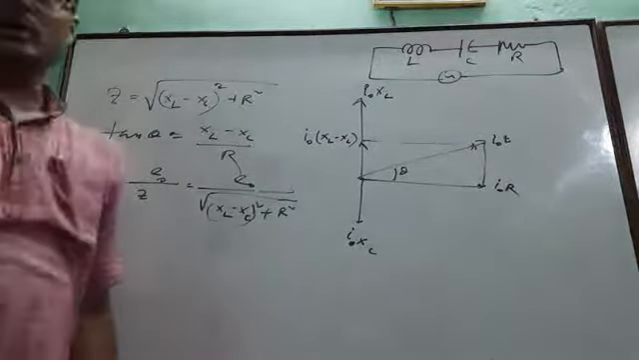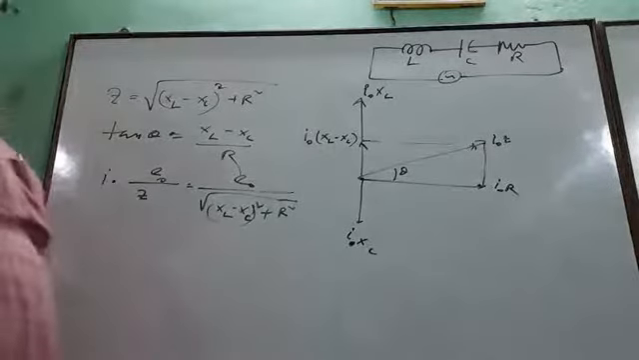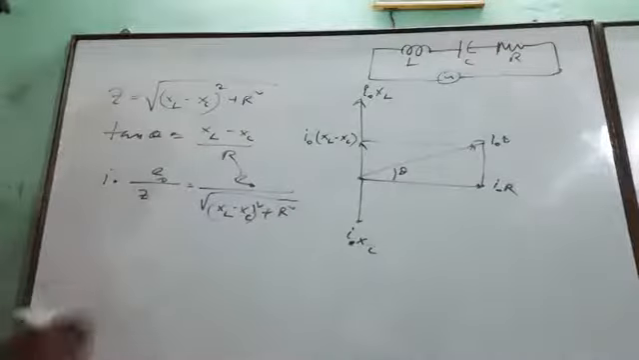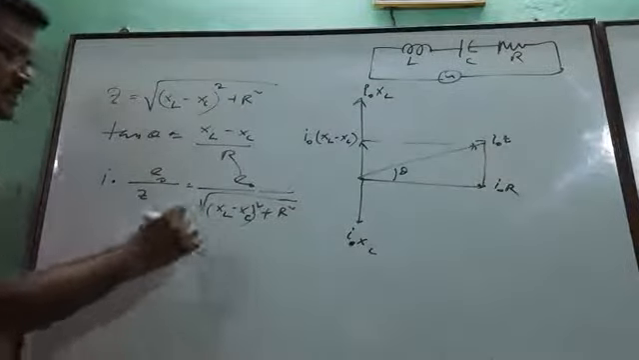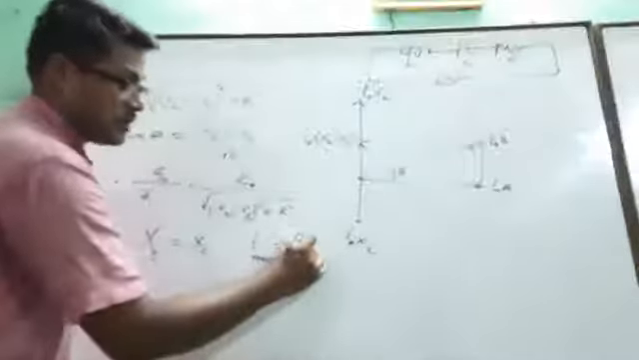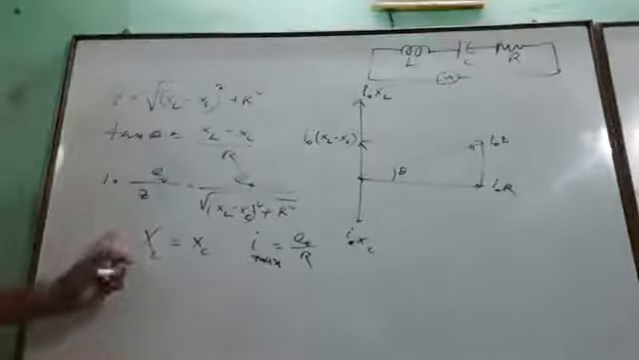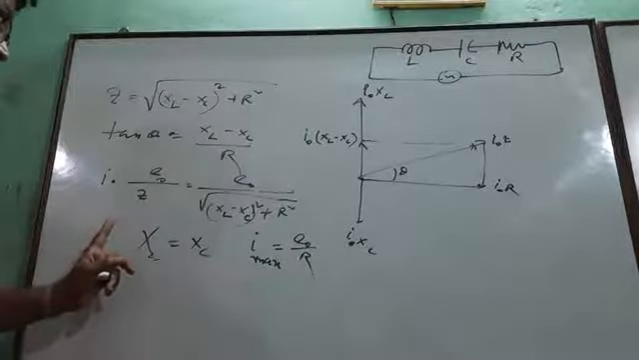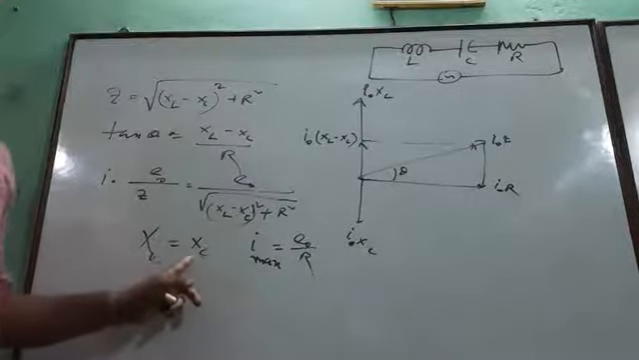Now we can apply one condition to get maximum current in the circuit. What is that condition? That XL equal to XC. Then I becomes maximum and I max equal to E naught by R, because the inductance and capacitance cancel each other.